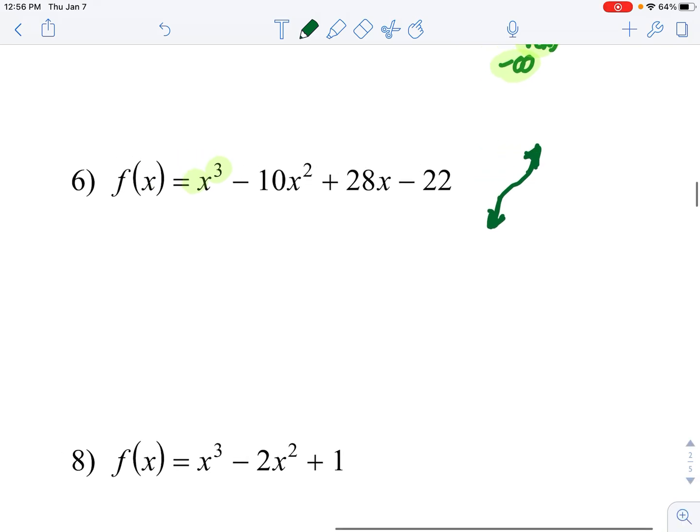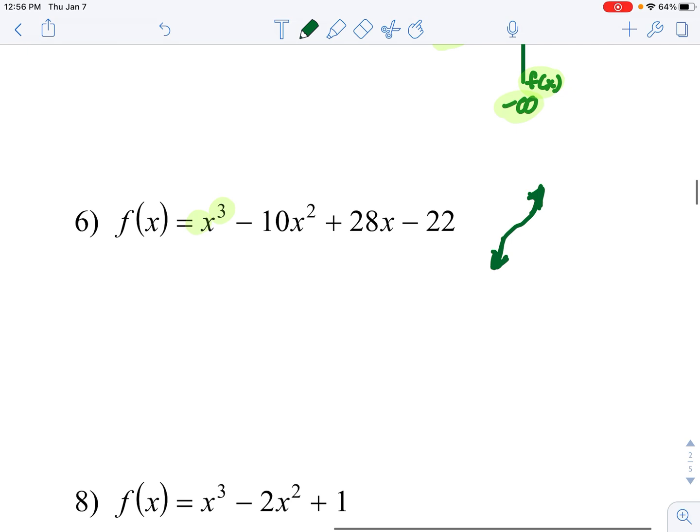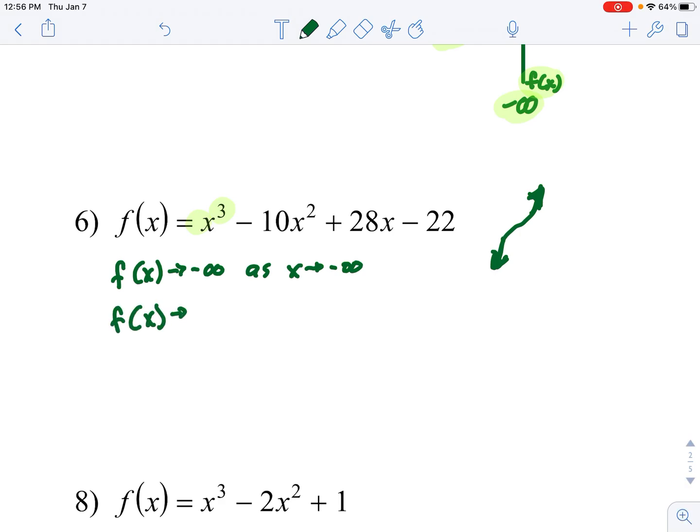So we have to say, down to the left, f of x goes to negative infinity, that's down, as x goes to negative infinity, that's left, down to the left. Then we write f of x goes to positive infinity as x goes to positive infinity, and this says up to the right, up to the right.